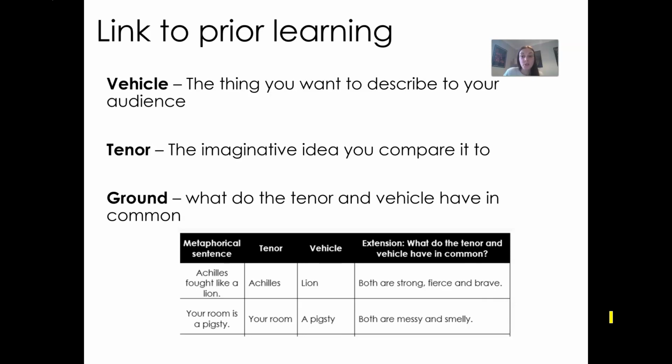You might remember that in your Year 7 unit you explored these ideas, and they help us to be able to understand metaphorical and non-literal language. So the vehicle is the thing that you want to describe to your audience. The tenor is the imaginative idea that you compare it to. And the ground is what the tenor and the vehicle have in common with each other. Their common ground. So let's look at the examples at the bottom of the page.